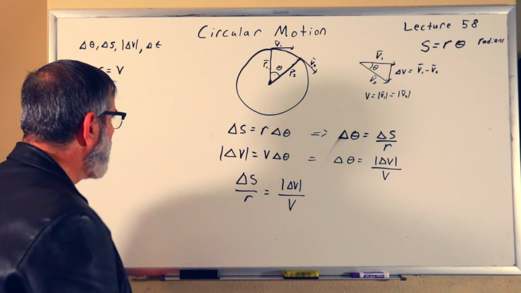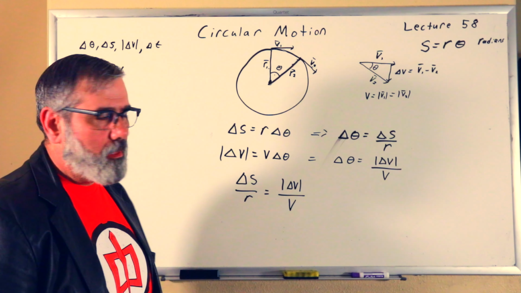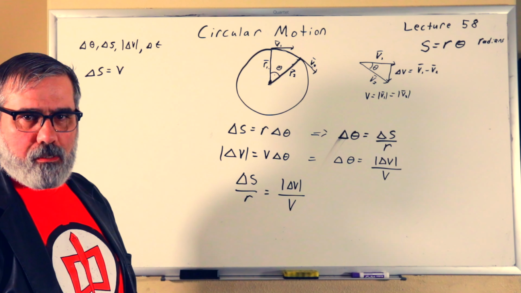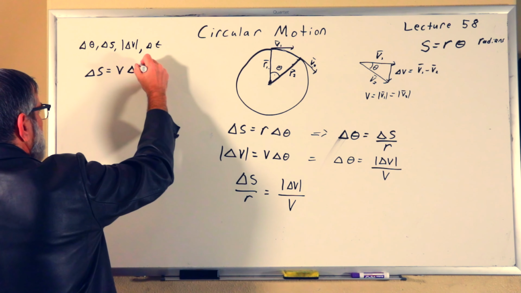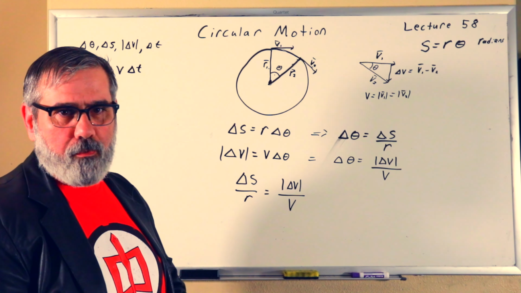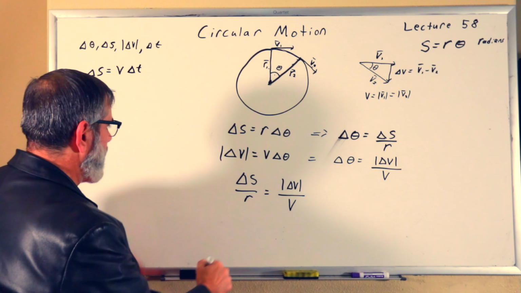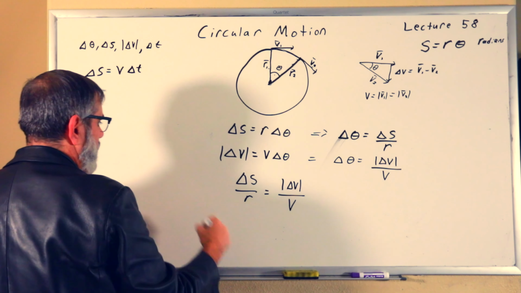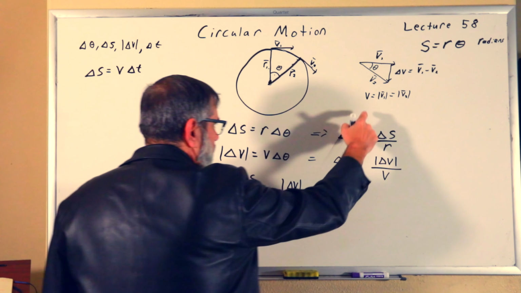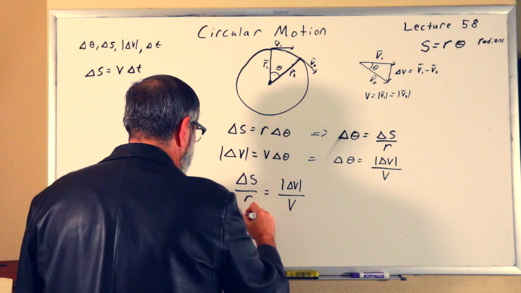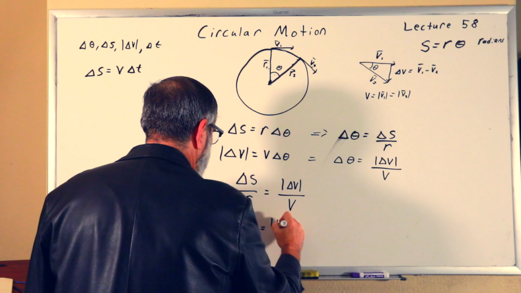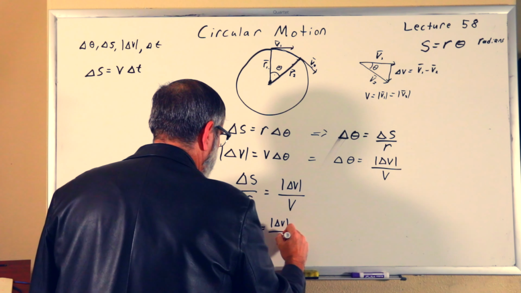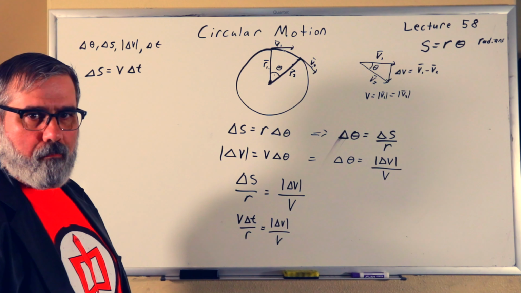How far have we traveled? Well, what's our velocity as we travel this path? It's v. All we need to know is how long we've traveled for, and we can get that distance. So velocity times time will give us the distance we've traveled. So I can rewrite delta s here as v delta t, where this is the same v as before. So now I have v delta t over r equals this delta v over v. Make sense? Yes.